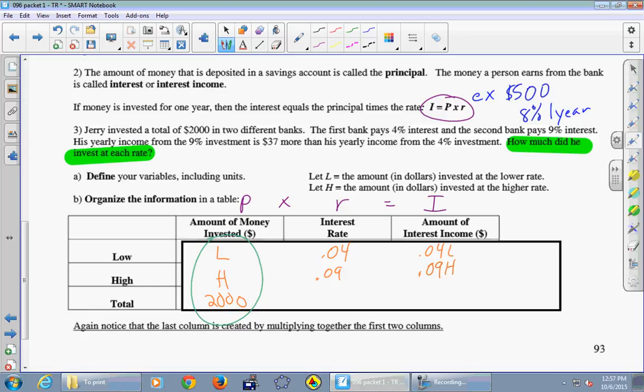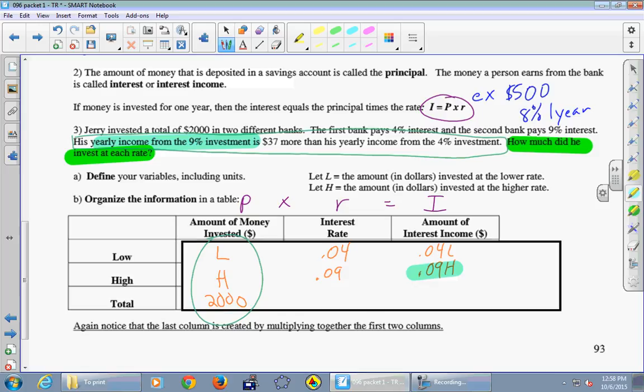It comes from this sentence here. And we're just going to translate this sentence word for word into symbols. Just got to go slow. The income from the 9% investment. That is one of the things in our table. Which one of these is the income or the interest from the 9%? It's the 0.09H. That's it right there. So I'll highlight. The income from the 9% investment is that guy. That's how much interest you get from just that investment.